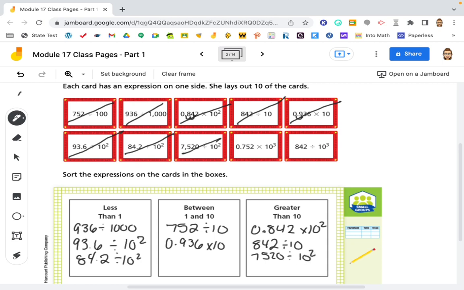So we have 752,000 times 10 to the third power. We move our decimal point over 3 times. It's going to give us 752. So we have 842 divided by 10 to the third power, which is 1,000. So 842 is less than 1,000, so it is going to go here.